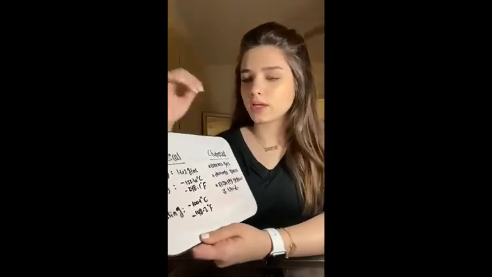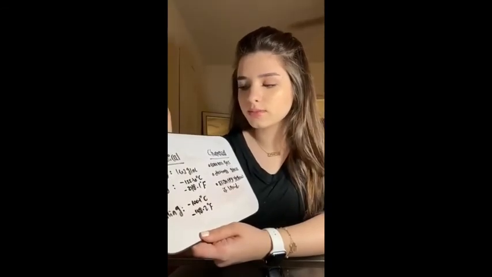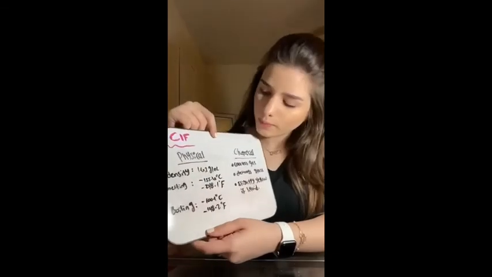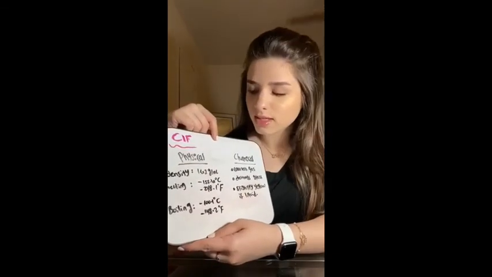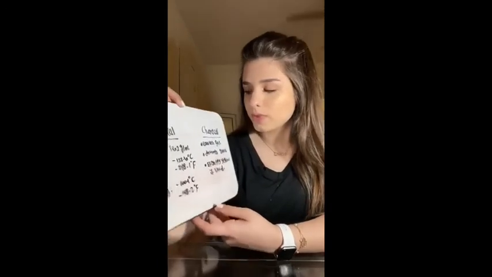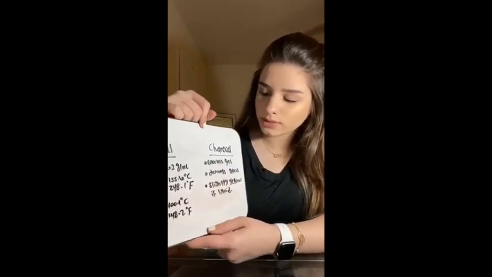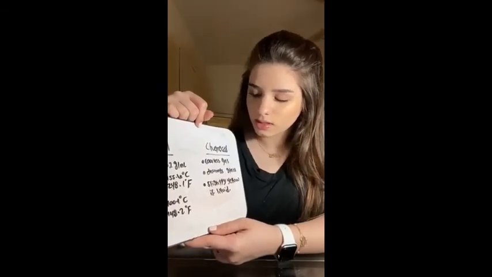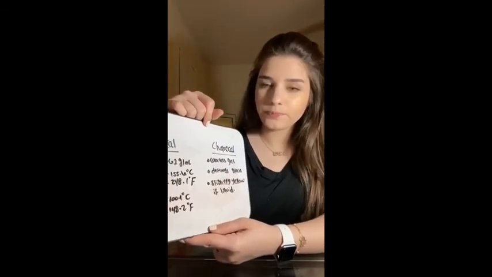Okay, so the physical properties of ClF: it has a density of 1.62 grams per mL, a melting point of negative 155.6 Celsius, and a boiling point of 100 degrees Celsius. And then the chemical properties are that it is a colorless gas and it destroys glass, and it also has a slightly yellow color if it's a liquid.